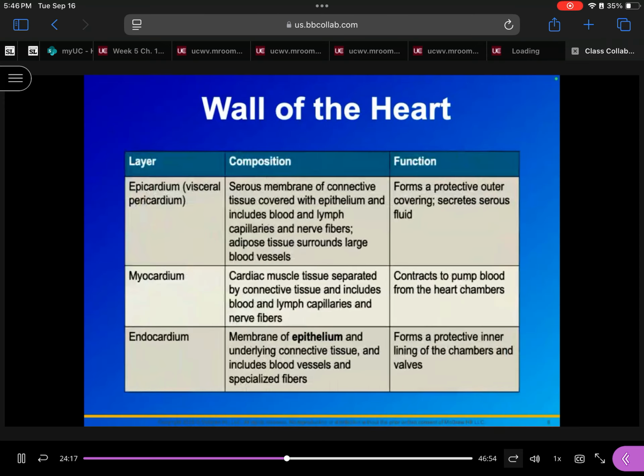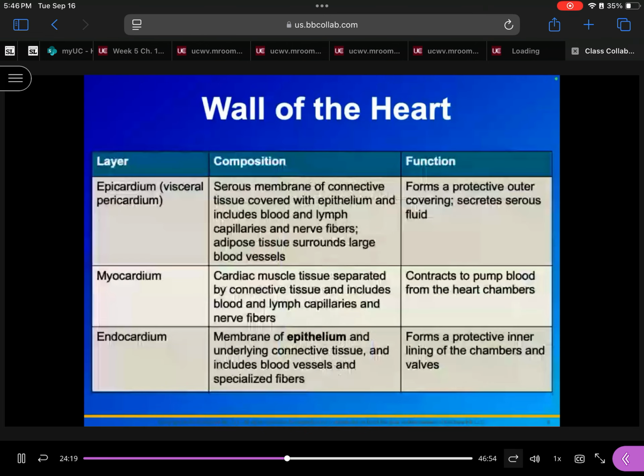All right, this is a chart, again, just going over the same types of things that I went over, looking at the composition of each one of these layers, as well as the function of it. You really do need to know the function. So if you think about it, the epicardium is a very protective layer, and it's also what's going to be producing that serous fluid that's going to be on the inside. Do you understand why it's important to have a serous layer with serous fluid in there?